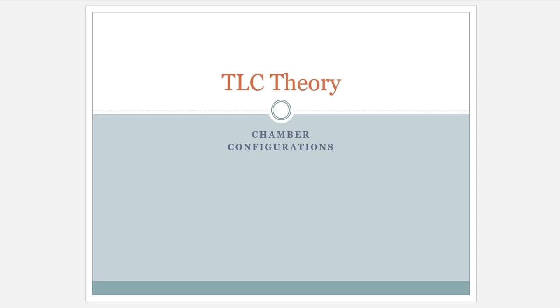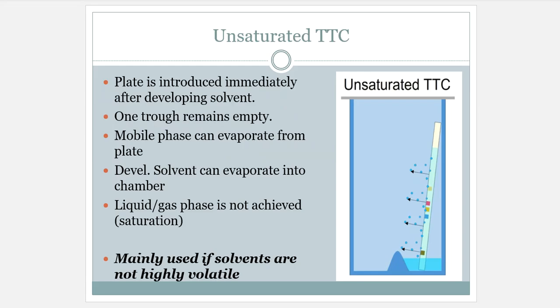All right, so I first want to talk about unsaturated twin troughs. With the unsaturated twin troughs, this is the idea that I can put the plate into one side of the tank. This has mobile phase down here at the very bottom. The plate or the chamber is not preconditioned. That is why we call this unsaturated. So immediately after we add the developing solvent, we put the plate on the inside and we put a lid on it, folks. That is what unsaturated is all about.